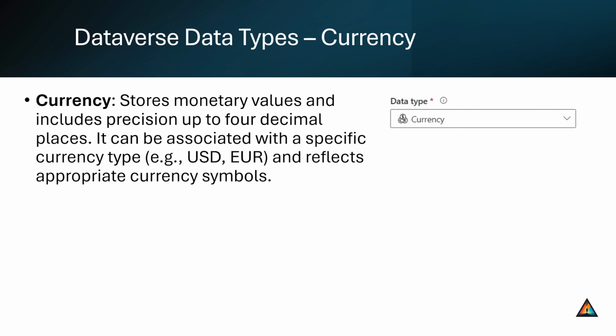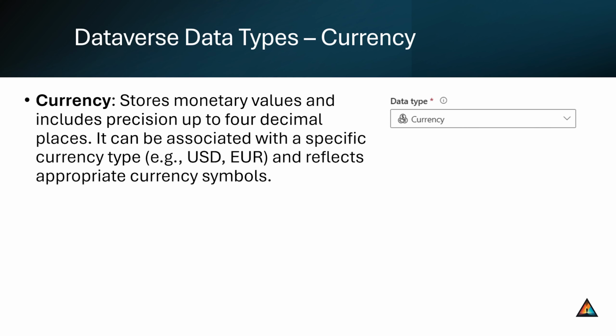All right, we're getting close to the end, but let's keep chugging through these last Dataverse data types. The next one is currency, and currency is actually quite an interesting data type within Dataverse. What it does is store a monetary value and include precision for up to 4 decimal places. It can be associated with multiple different types of currencies and reflects that based upon the currency symbols.